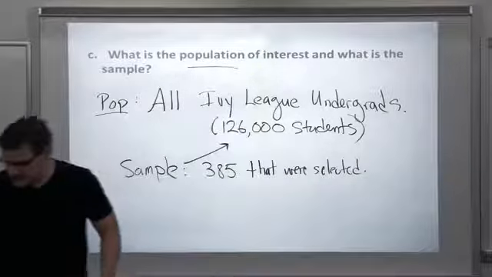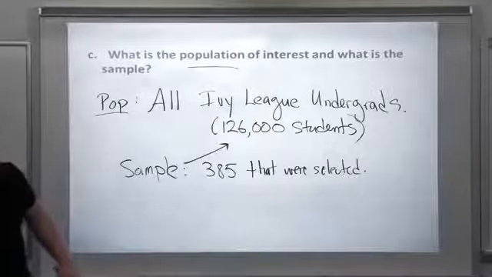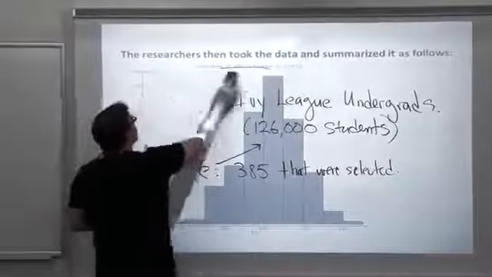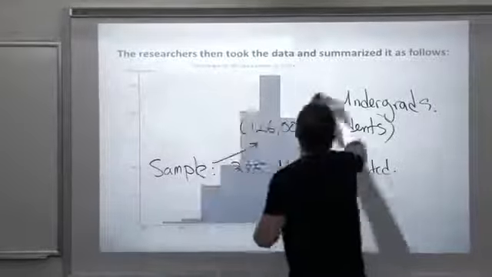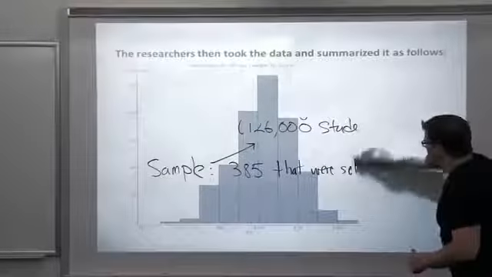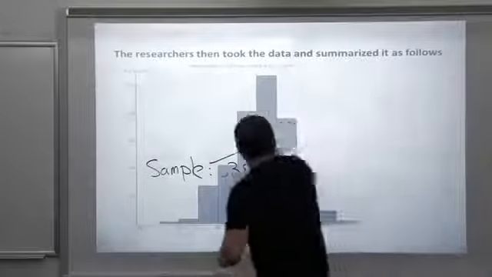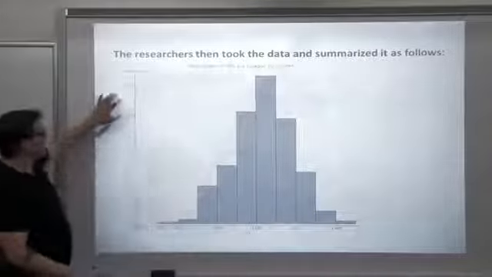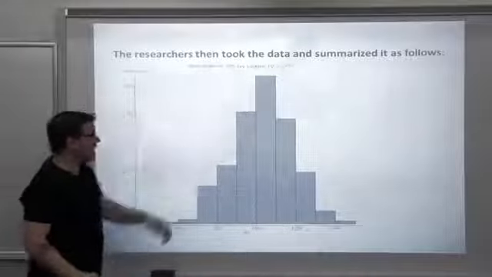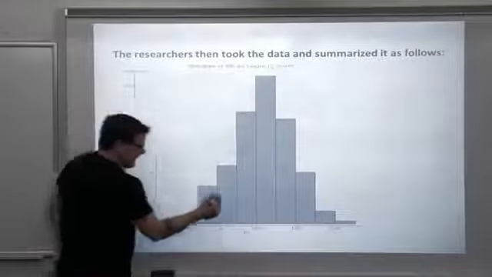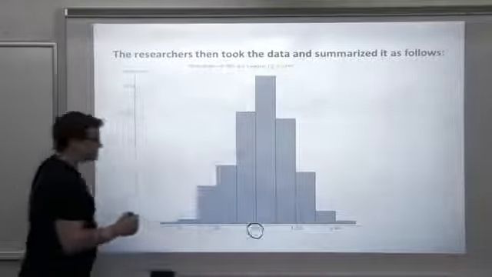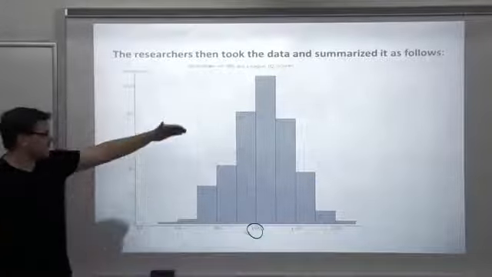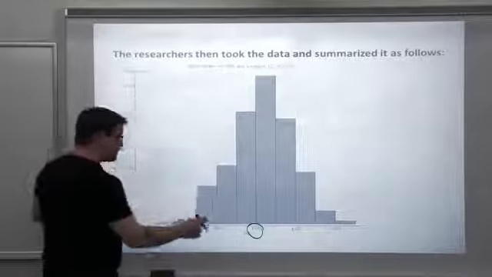All right, so we're working towards modeling. We should look at pictures of the data. We should start calculating summary statistics. Well, here we go. Researchers then looked at the data. They summarized it as follows. So this is in the notes, so you can see the scale and everything. Here's a histogram, 385 IQ scores. Here's 100. We know how to describe data. This is certainly unimodal. There's one peak. This is very symmetric.